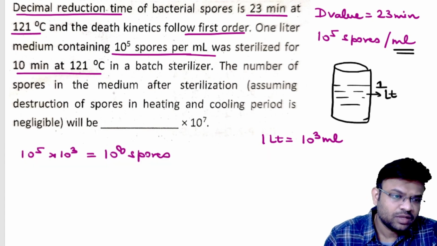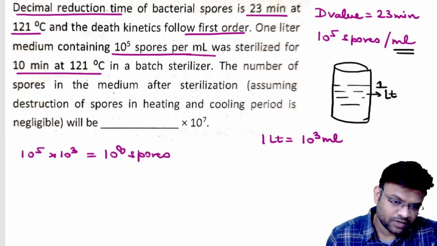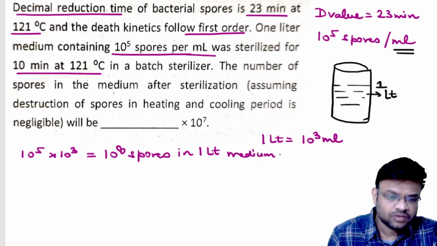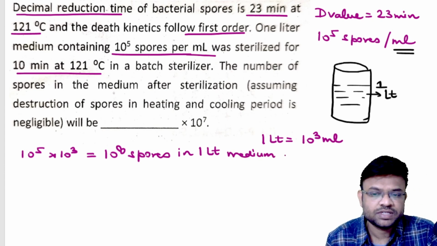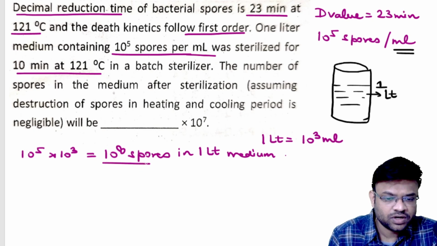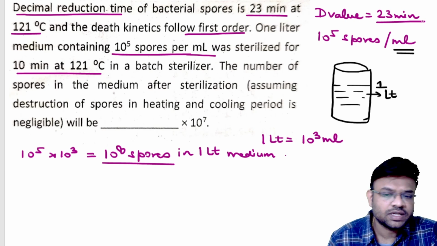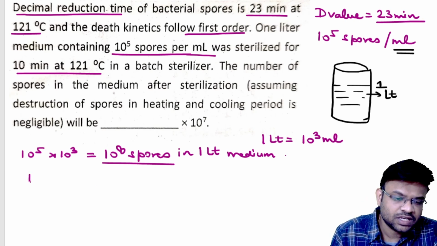So this would be 10 to the power 5 into 10 to the power 3 is equal to 10 to the power 8 spores in 1 liter medium. So this is what we are having. So this is another value that we have got. This is another value that we had got. And one more thing is that the time for sterilization has been given to us.